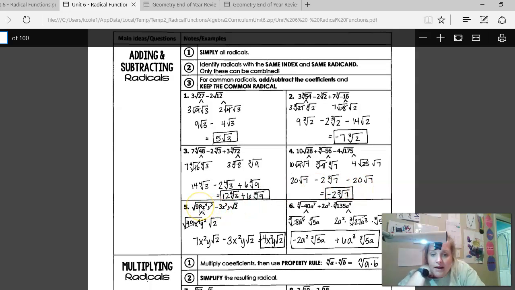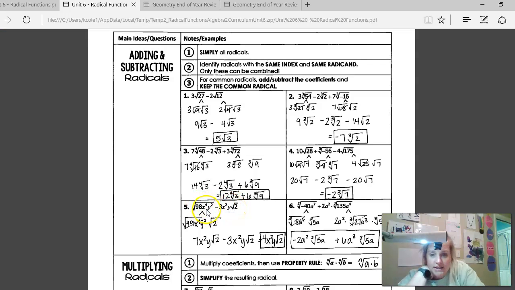On number 5, this is bringing in your variables, which is fine. You still simplify just the same. That x to the 4th is just going to be x squared. Y to the 2nd is going to be y. Now, again, it does have to match perfectly on the inside. So the inside matches, square roots, that's perfect. With addition, though, your rule says if you're going to add like bases, then you have to have the exact same. So this is x squared y, so that's fine.